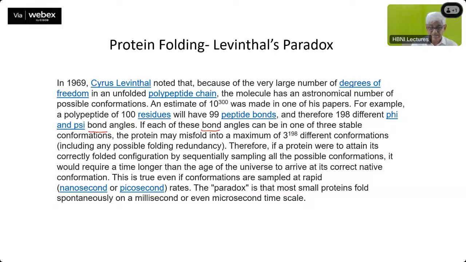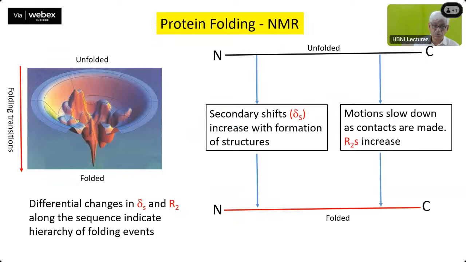The point is that it is an enormously large number of degrees of freedom. If you want to sample all of those, it can take years, sometimes longer than the age of the universe, to arrive at its correct native state. Therefore, obviously, this is not what is happening. Many proteins actually fold sometimes in minutes, sometimes in hours, sometimes even in seconds. So how does that happen? That was the basic question.